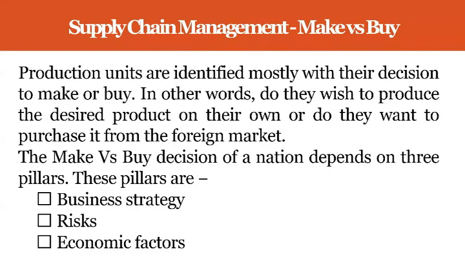Okay, then let's proceed with make versus buy. So production units are identified mostly with their decision to make or buy. In other words, do they wish to produce the desired product on their own, or do they want to purchase it from the foreign market? So the make versus buy decision of a nation depends on 3 pillars. These are the business strategy, the risk, and the economic factors.